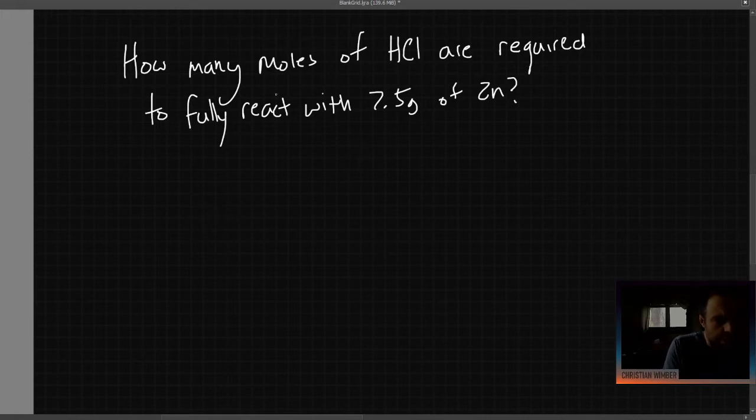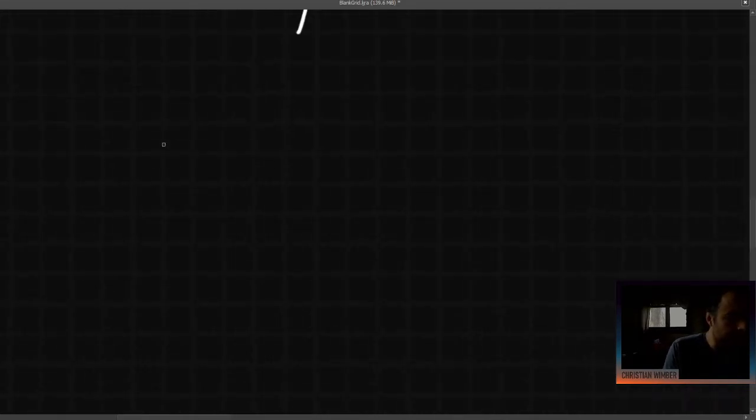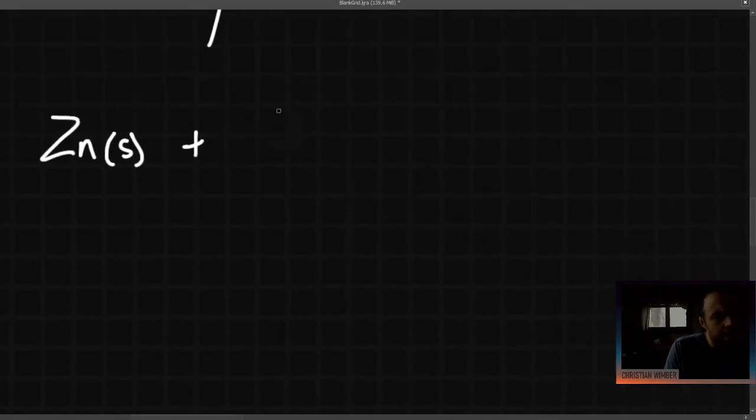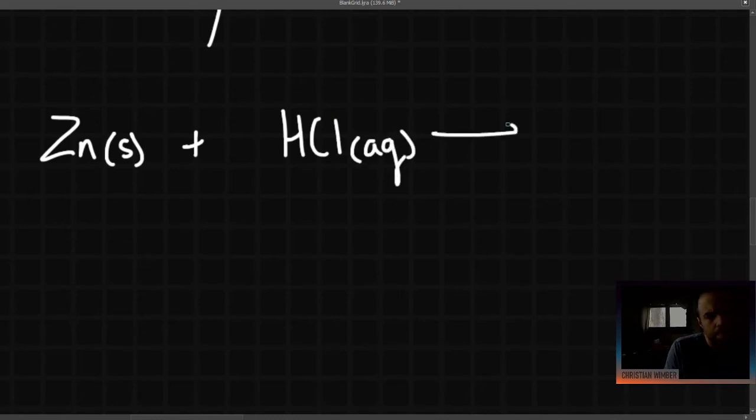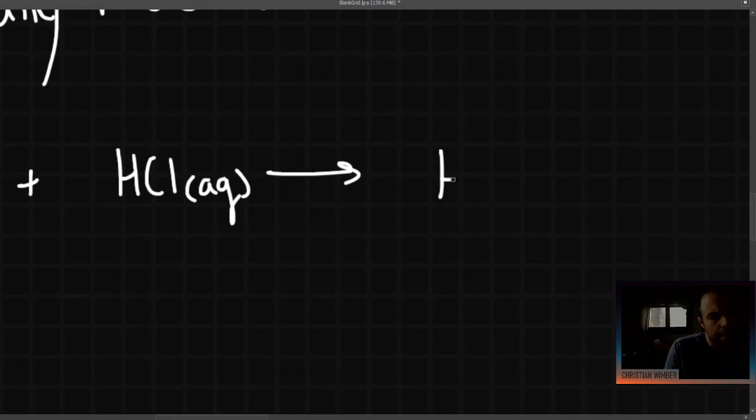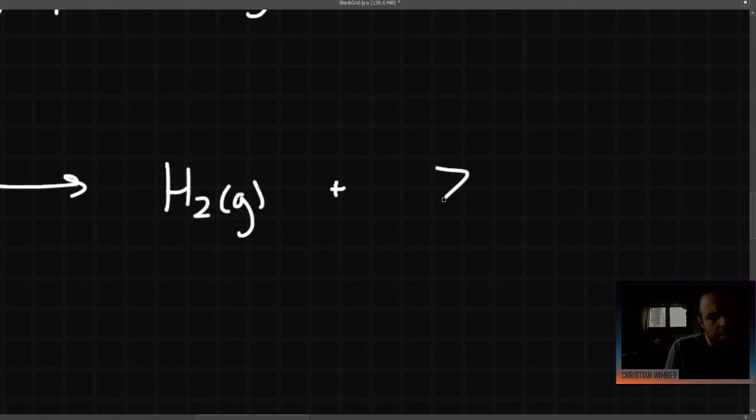So let's look at my equation here. I know I have to react zinc with HCl. I also know, and I would tell you this on a test, that we are going to end up making hydrogen gas and zinc chloride. So we'll add those two as well. Here's the equation: solid zinc reacts with hydrogen chloride to produce hydrogen gas and zinc chloride.